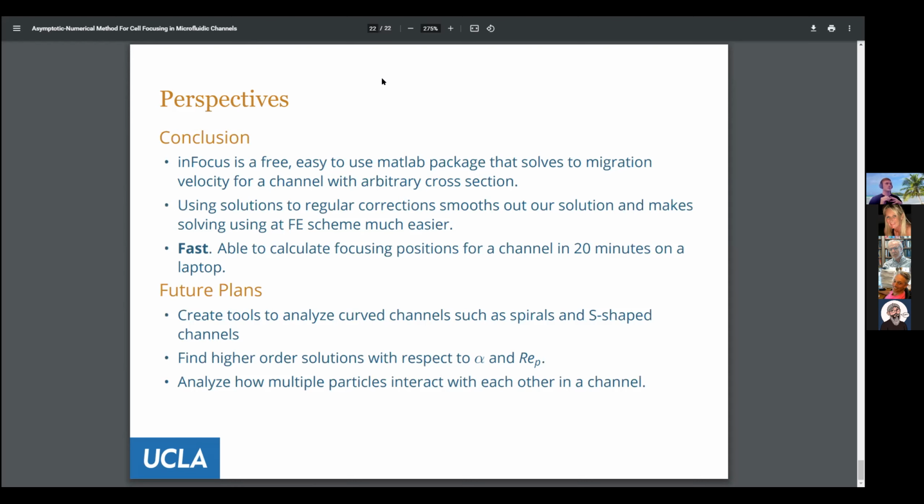In the future, right now the geometry constraints are limited. I showed that picture with all the different shapes, but this calculation requires a constant cross section. So it couldn't have any of those curvy designs that we saw at the beginning. Next, I'd like to generalize it to a curved channel. And if we were able to find higher orders with respect to alpha and Re_p, you could get better accuracy for distinguishing focusing between small and large particles, and the effects of increasing and decreasing the speed at which they flow through the channel, and also how multiple particles interact with each other, because spacing is another thing that's really important for how these bioengineers perform their experiments in microfluidic devices.